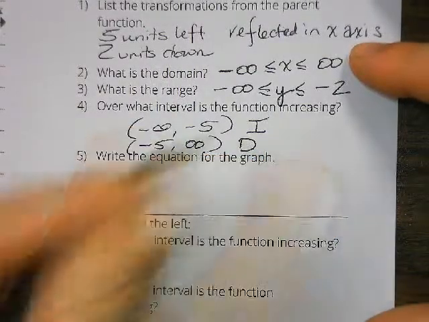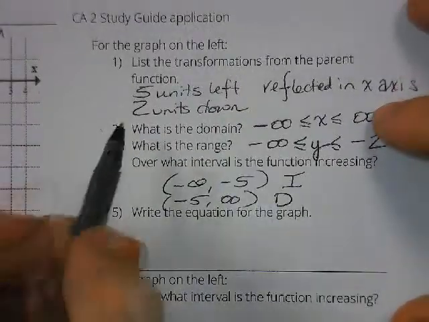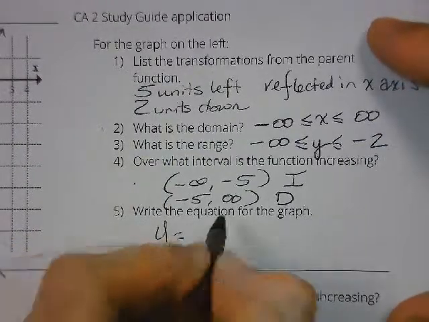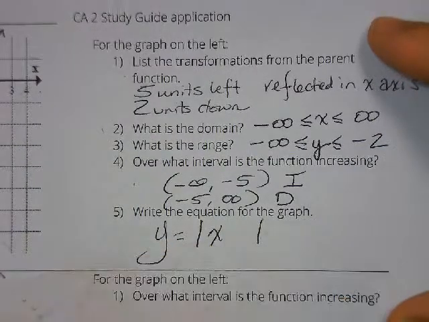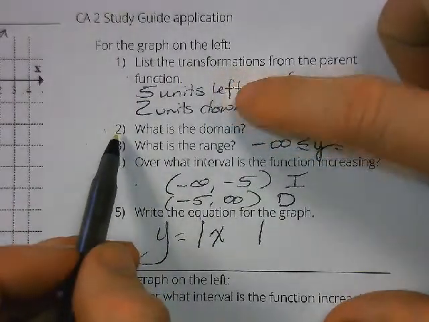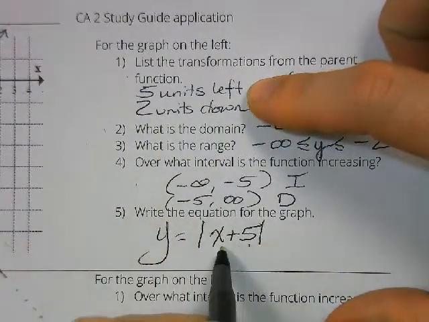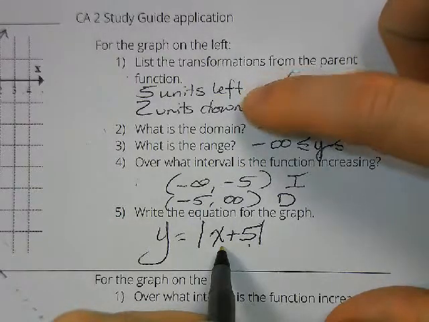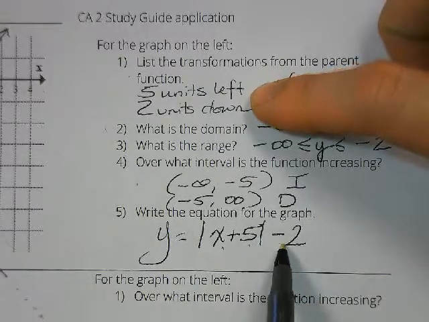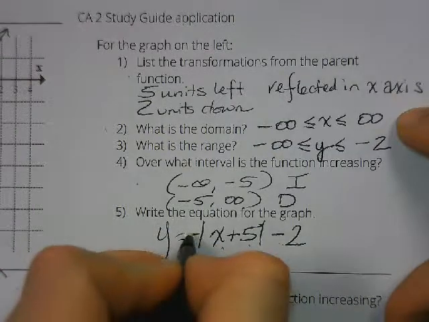To write the equation of the graph, we just need our transformations, and we need the parent function. The parent function is y equals the absolute value of x. We've been shifted 5 units left. So 5 units left is a +5 inside of the grouping. 2 units down is a -2 outside of the grouping. And a reflection in the x-axis is a negative sign on the outside of the grouping in the front.